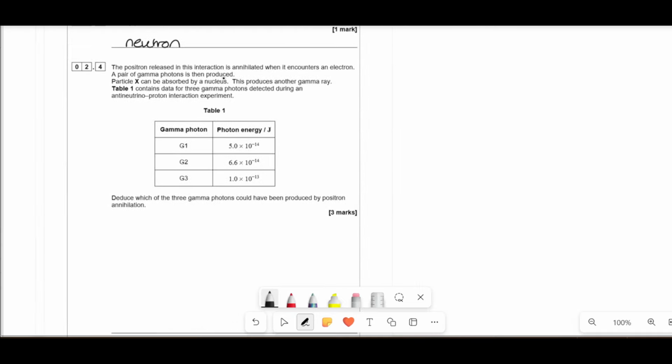So the positron released in this interaction is annihilated when it encounters an electron. A pair of gamma photons are produced. Particle X can then be absorbed by a nucleus. This produces another gamma ray. Table 1 shows the data for the three gamma ray photons detected during an antineutrino-proton interaction experiment. Deduce which of the three gamma photons could have been produced by the positron annihilation.